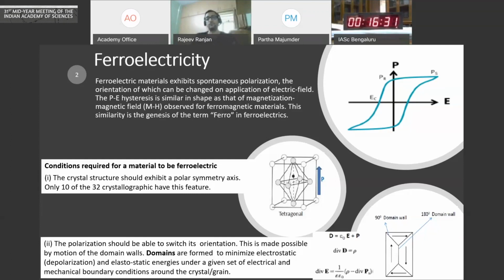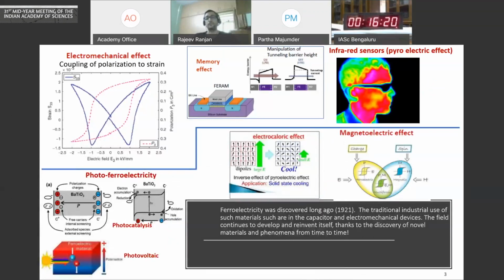The domain wall should be mobile. This is the most important feature. If they are not mobile, the material is not said to be ferroelectric.